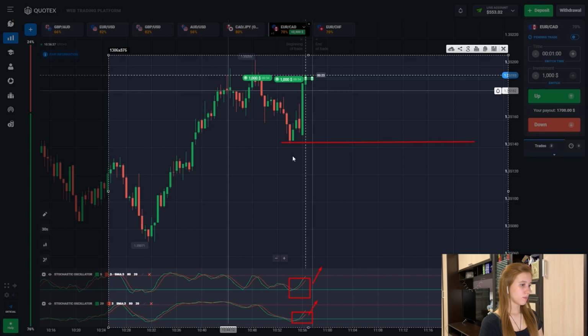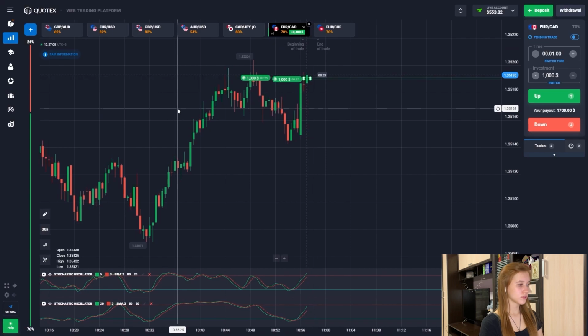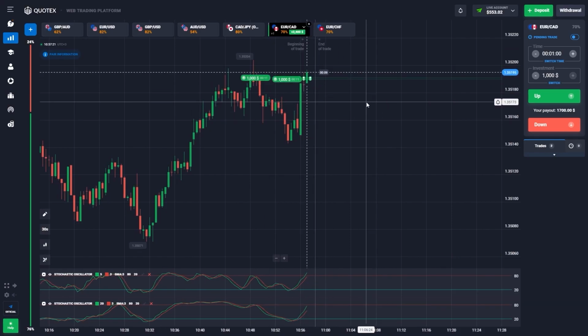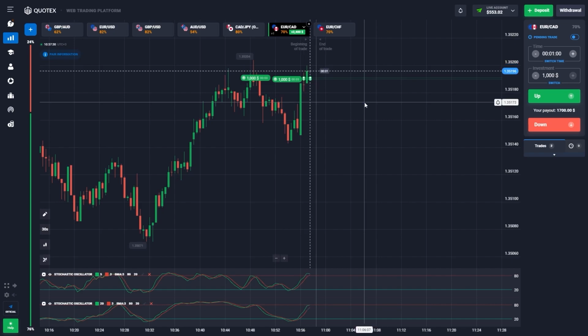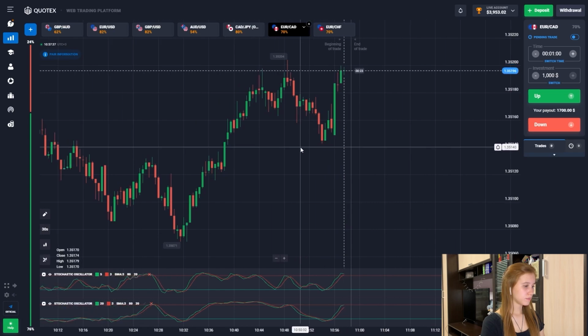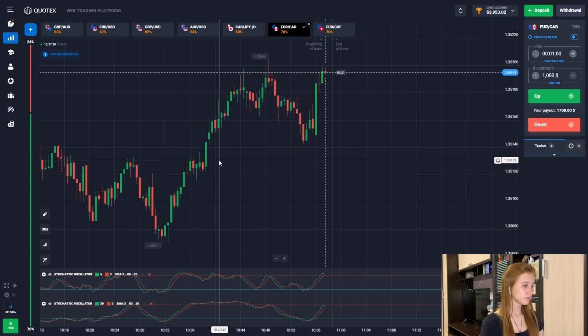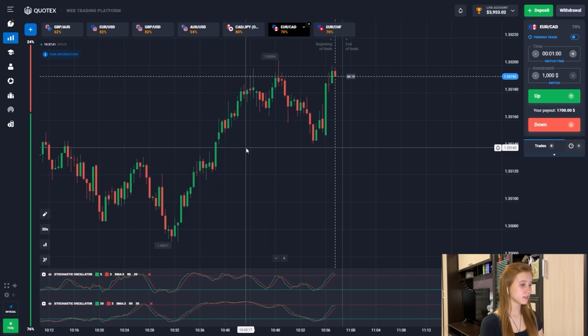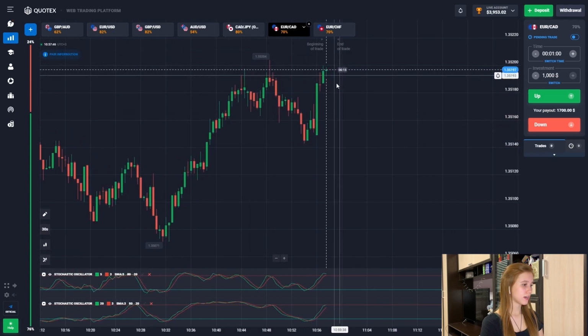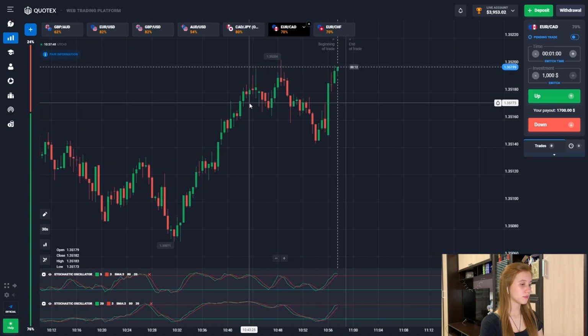A slight pullback and up. So let's see. A good trade in plus. I think we can make a final deal to consolidate the results. Let's find a pair for a profitable trade.